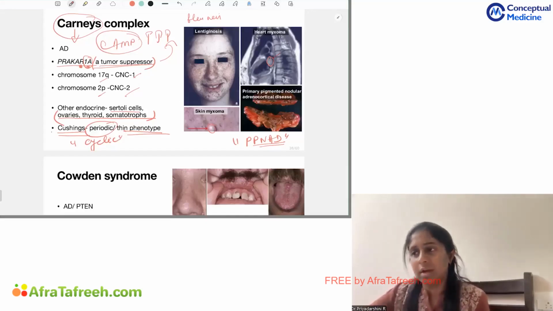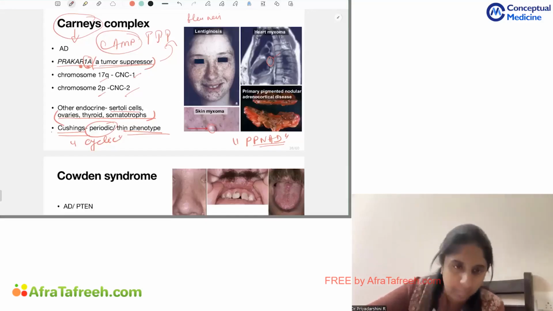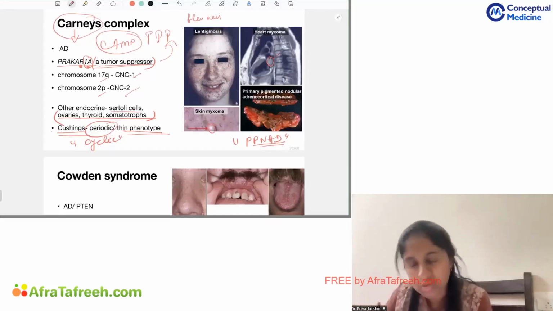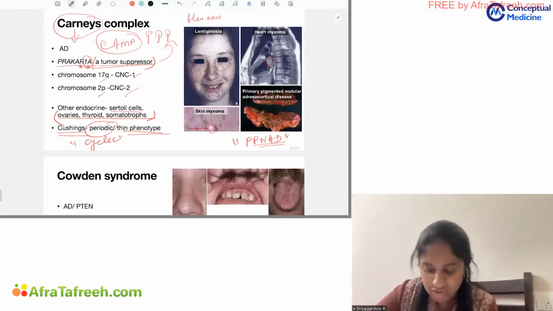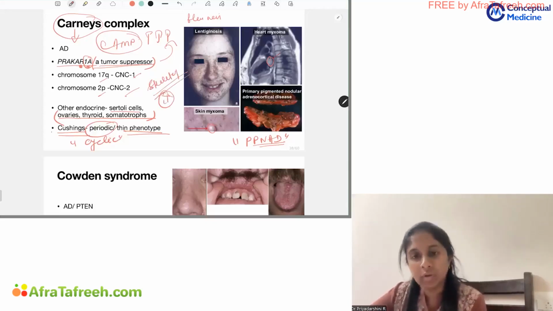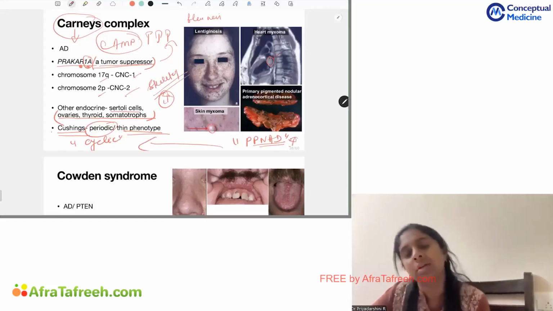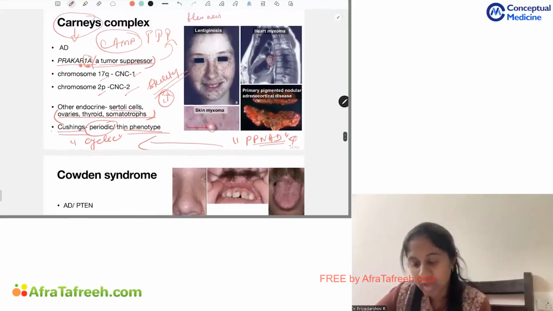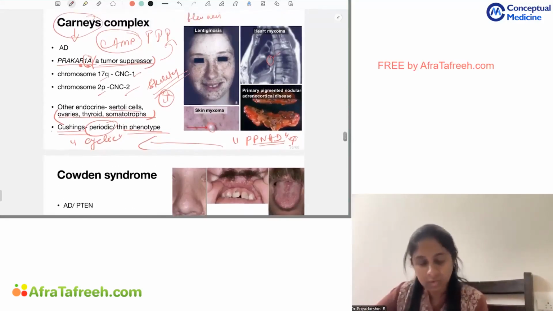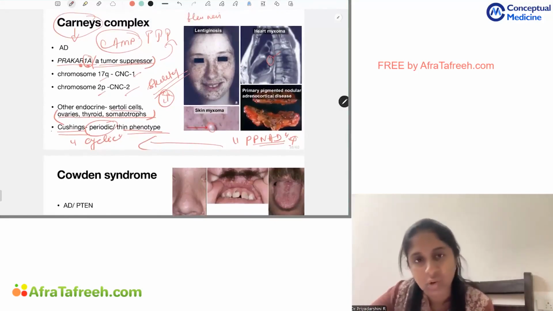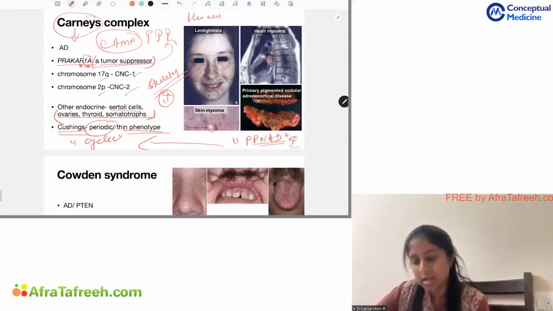And apart from that, ovaries, thyroid, and male is important. Sertoli cells is very important. Growth is very important. Even some skeletal manifestations can be seen in Carney's complex. Okay, and PPNAD, which will produce cyclical Cushing's, is also very common in Carney's complex. So what is the endocrine manifestation here? We are having a lot of thyroid, somatotrope, Sertoli sort of manifestations here. The organ manifestations would be generally myxomas and other renal tumors, which may happen in Carney's syndrome.